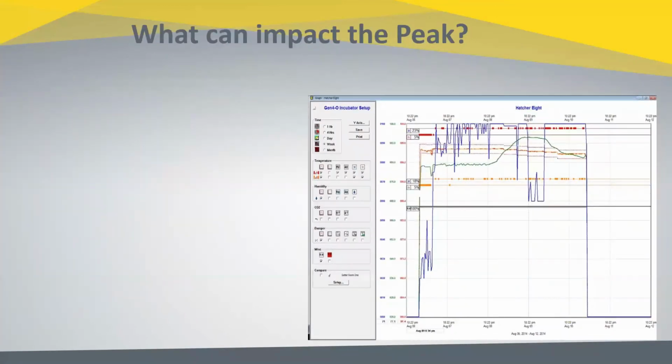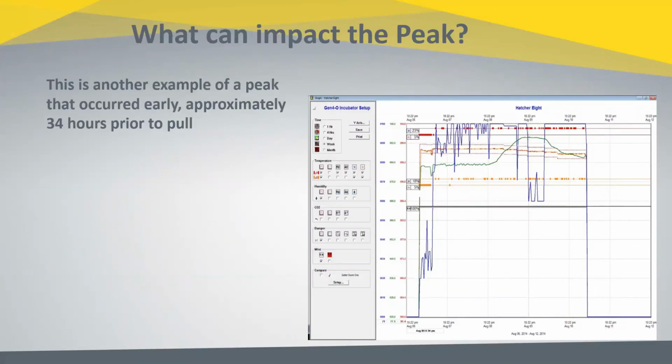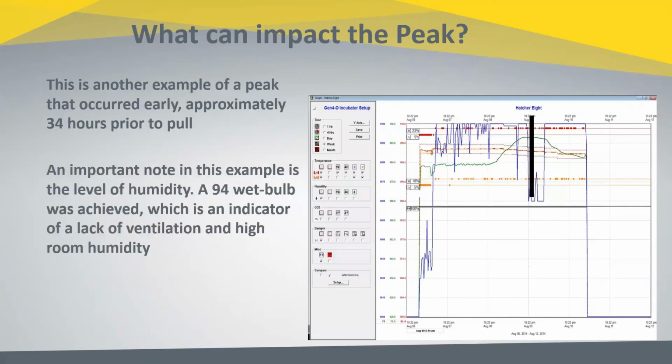Here is another example of a peak that occurred early, approximately 34 hours before pull. But another thing that's important to recognize on this particular peak is the fact that a 94 wet bulb was achieved, an indicator of a very high wet bulb, and an indicator of a lack of ventilation or high humidity in a room. You see that here with that peak. It's a good uniform hatch window. Unfortunately, it just happened a little bit too early and it really hit a high peak.